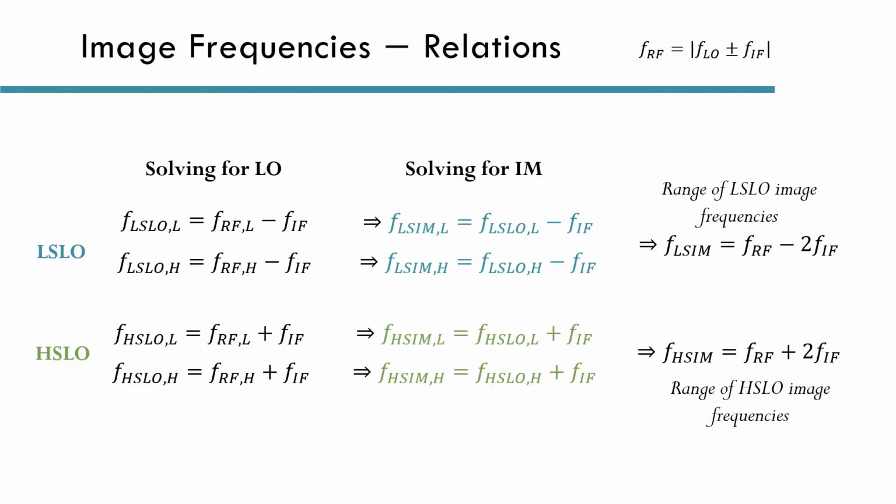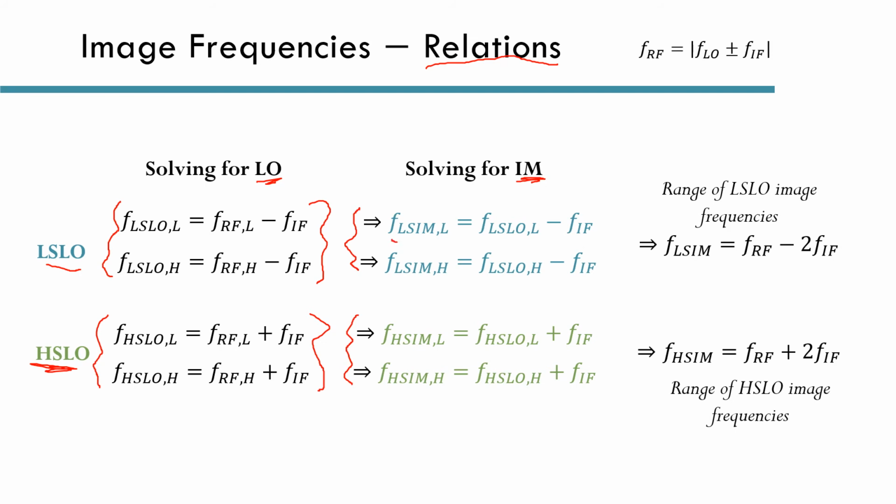Okay, now we will derive some relations for the image frequencies. We previously already derived these equations when solving for the LO. These two are when we're solving for the LSLO, and these two if we're solving for the HSLO. So if we are going to solve for the image frequencies, we will also have four relations, two with the LSLO and two with the HSLO.